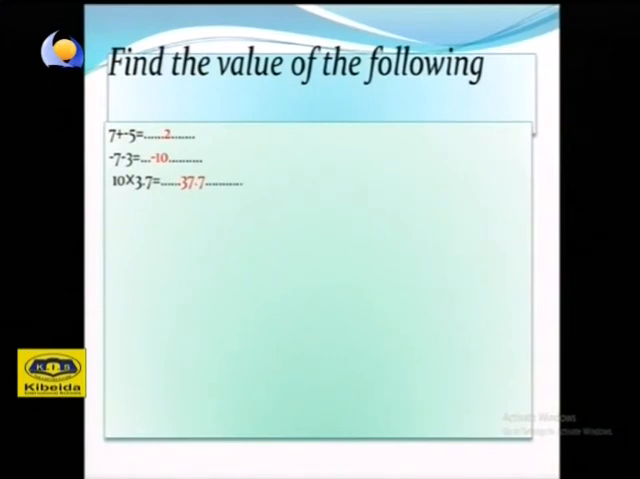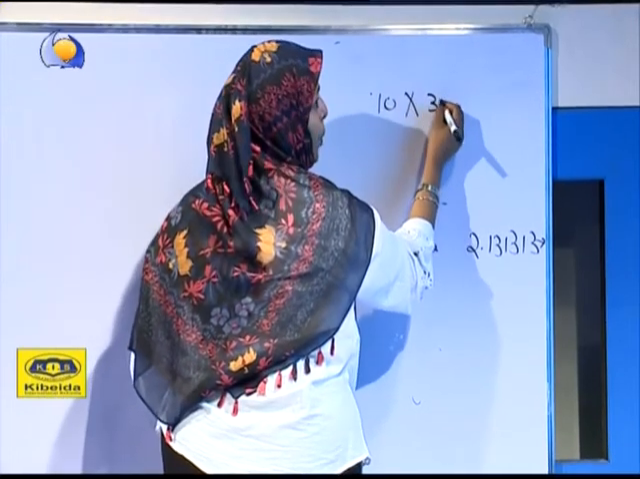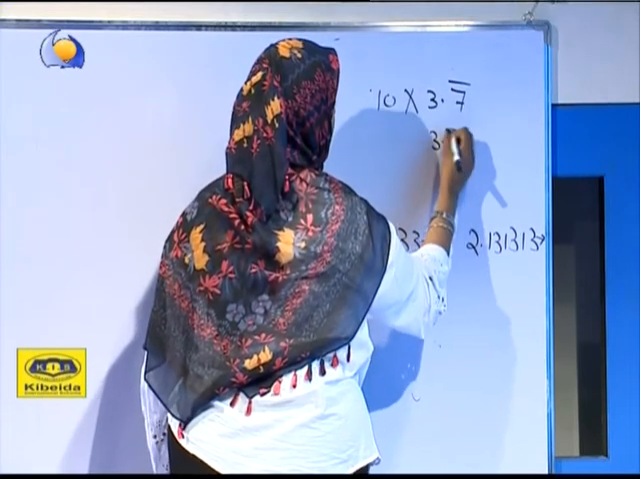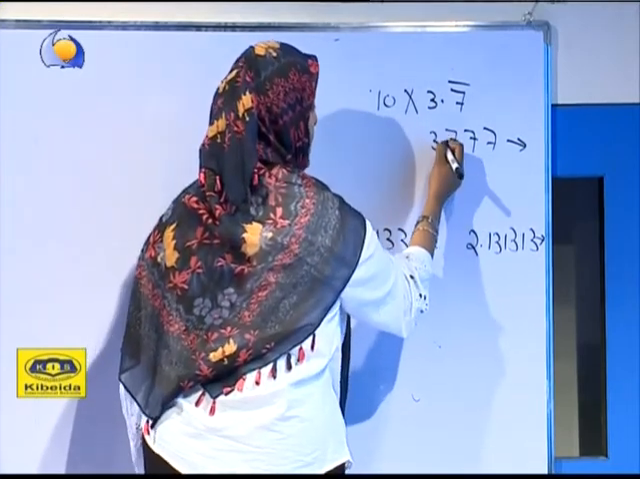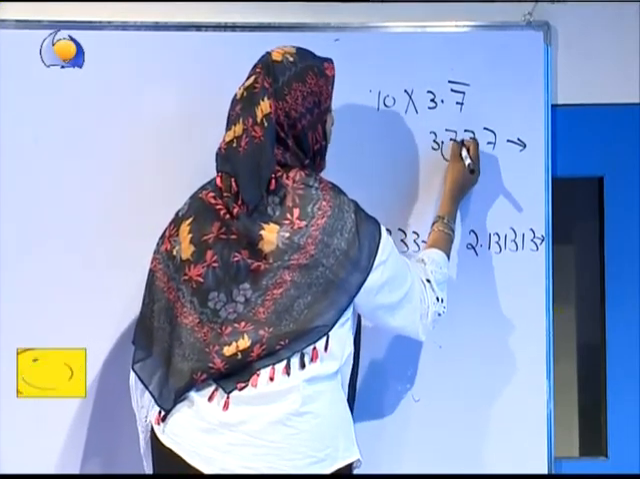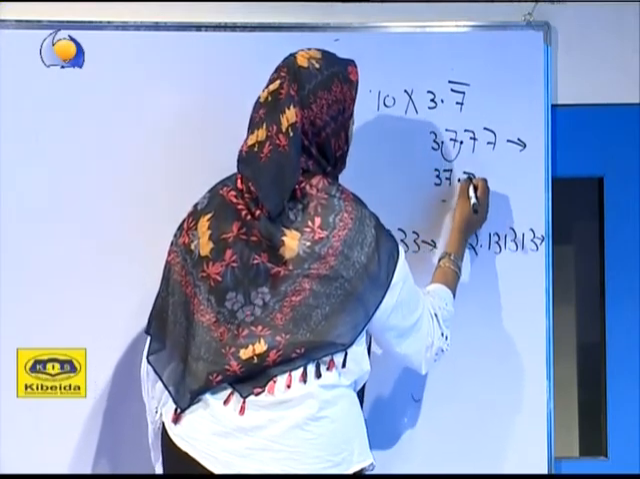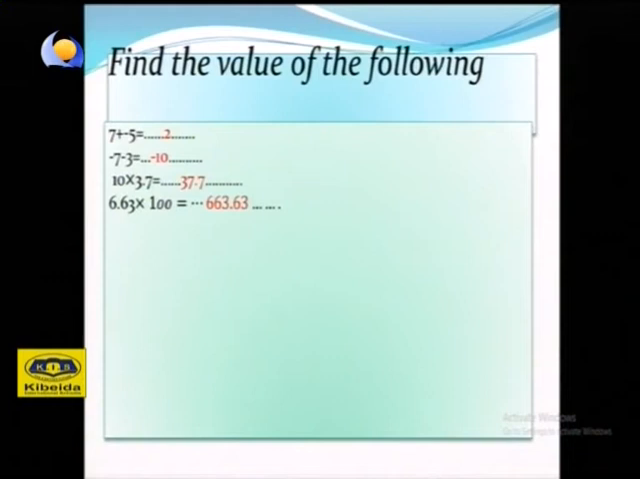Whenever you want to multiply a recurring number, I'll do that on the board. If it is 10 times 3.7 recurring, we all know that 3.7 recurring is actually 3.777, and that goes to infinity. When you multiply times 10, then you move the decimal 1 place to the right, so it will be 37.7 recurring. And that's another recurring number.